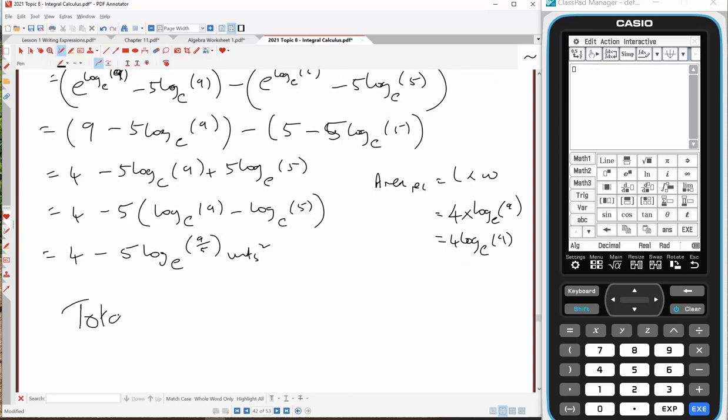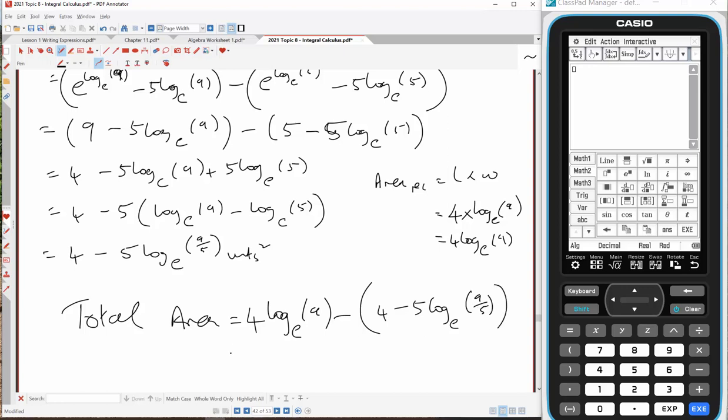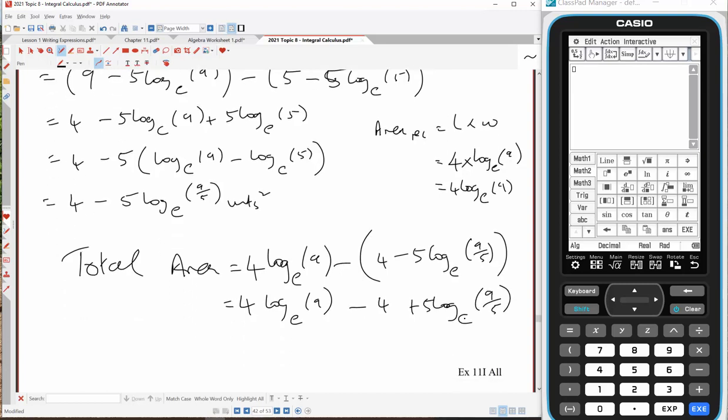Now my total area equals the rectangle, take away that small area, that green one. So that's going to be 4 log e 9, take away 4 plus 5 log e 9 on 5. Right, so that's in units squared.